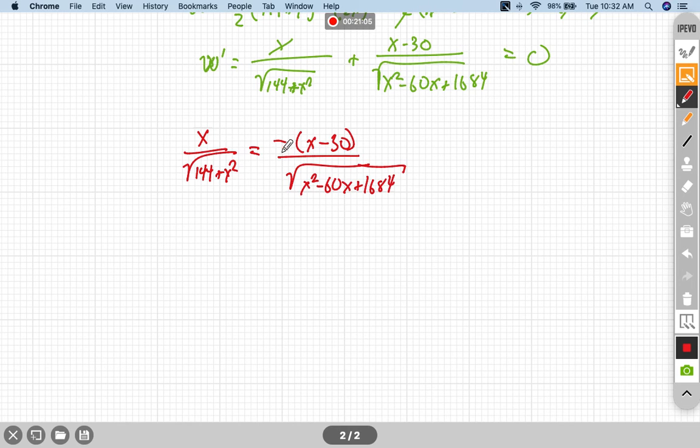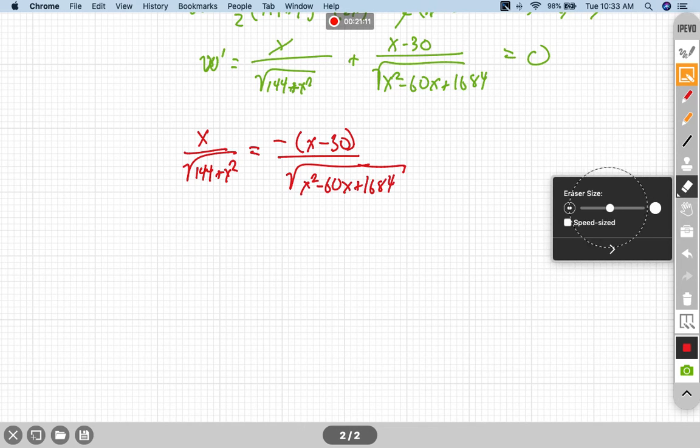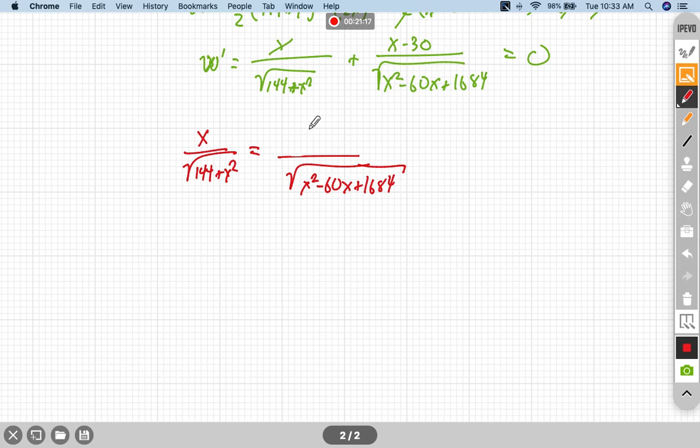But instead of putting the opposite of a difference here, I'm just going to switch my subtraction order. Because if I make this 30 minus x, that's going to be the opposite of x minus 30.